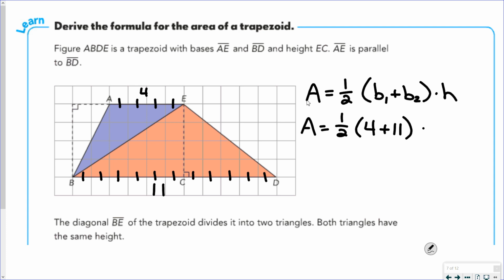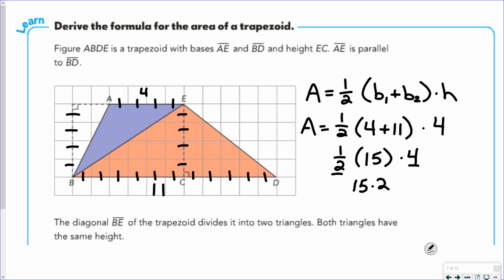And then we're going to multiply that by the height, and again, the height goes straight up and down. We can find the height over here as 1, 2, 3, 4, or right here, 1, 2, 3, 4. Either way is fine. Okay, so that is our height. So if you follow your order of operations, it'll be 1/2 of 15 times 4. Now, all of this is multiplication. So all of this we can move around. So we could actually take 1/2 of 4, which would be 2, and 15 times 2 would be 30 square units.